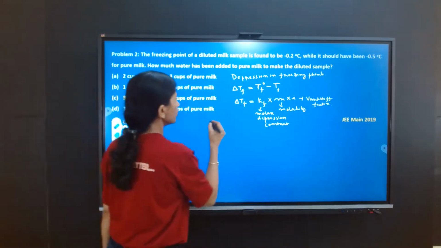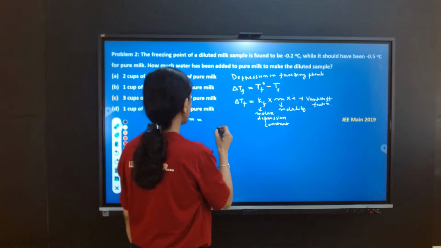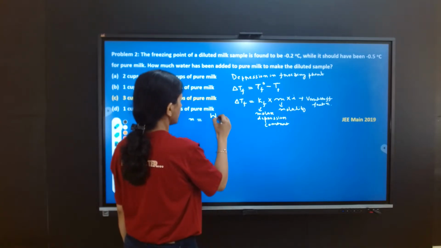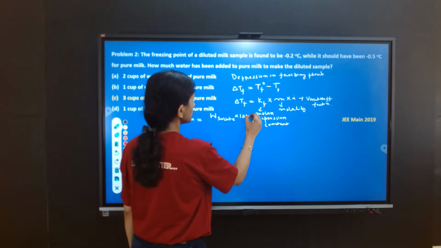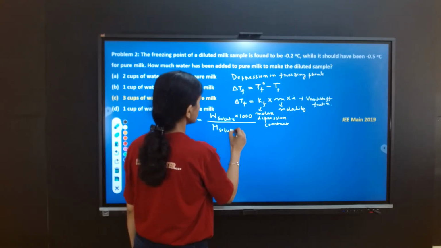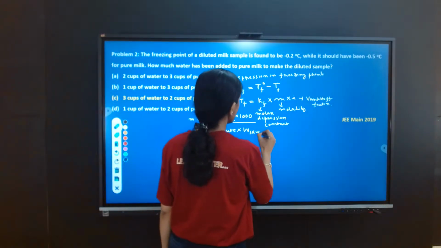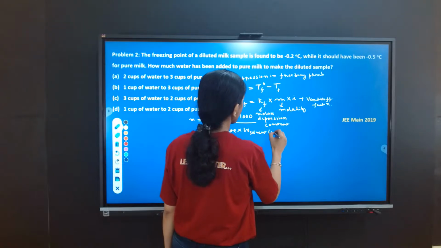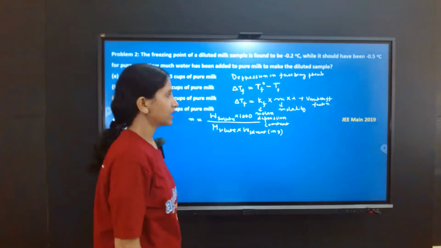Now, this molality can be expressed in the following manner: weight of solute times 1000 divided by mass of solute times weight of solvent in gram. Right? This is the expression of molality.